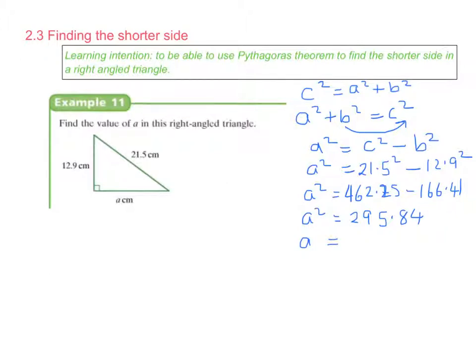So now it's going to change to an a. How I do that, I've got to put my square root in. So the square root of 295.84, and my a becomes 17.2. So I just do a quick double check. If this number ends up bigger than that, then I've done something wrong, because remember, this is a shorter side. We're trying to find the shorter side.